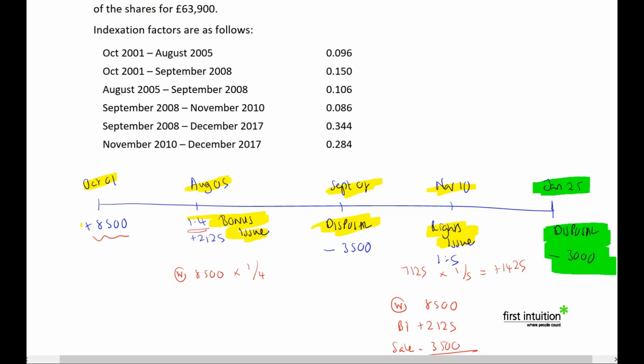thinking about the indexation then, now I've got this main timeline together. I just want to annotate it with the indexation factors. And the indexation is going to run from the very beginning until the next indexing event. And an indexing event is anything that affects the cost column in my share pool.